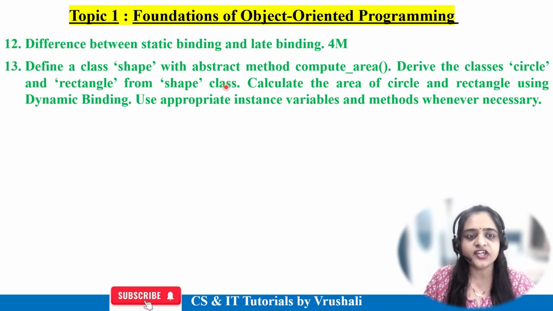Otherwise they have asked a question like: a class Shape is given. You have to write a method like compute area. Also derive the classes Circle and Rectangle from this Shape class and calculate the area of circle and area of rectangle using dynamic binding. So basically you have to prepare code for this concept for 6 marks.